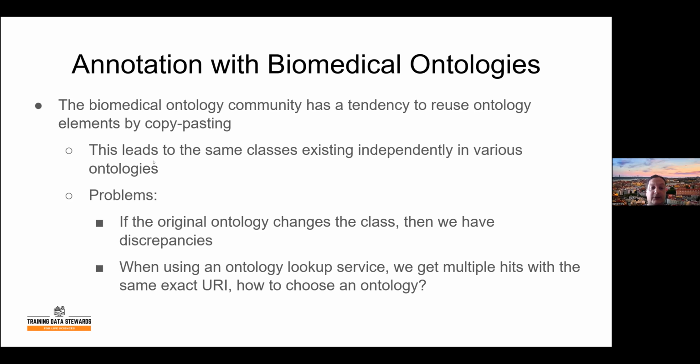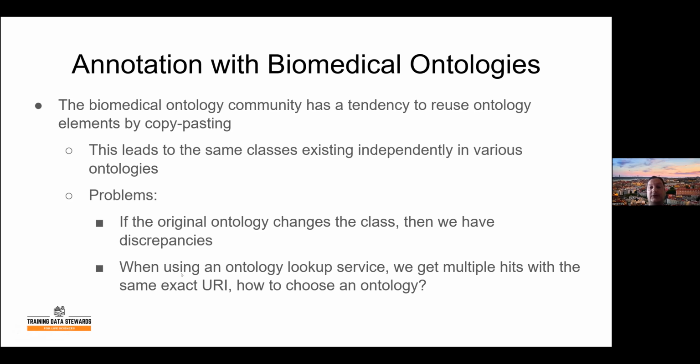And it leads to several problems. Okay, the first is that you find the same classes exactly with the same URI independently in various ontologies. And so what can happen is sometimes the original ontology changes the class, and then you have the same identifier being described in different manners in different documents, which is very problematic.